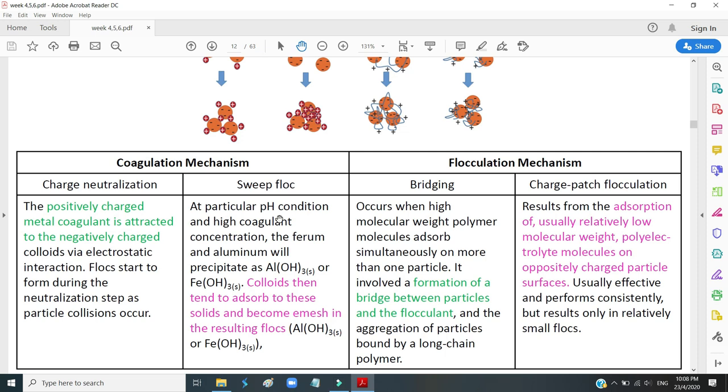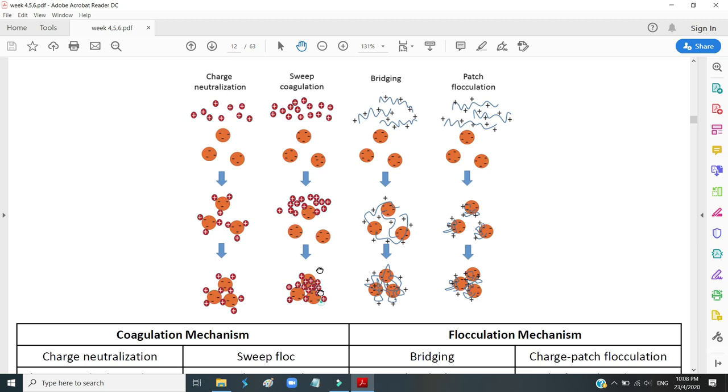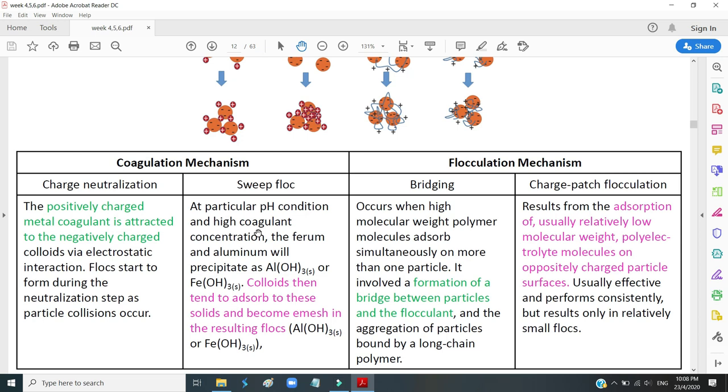At a particular pH condition and high coagulant concentration, the ferrum and aluminium will precipitate as Al(OH)3 or Fe(OH)3. Colloids then tend to adsorb to this solid and become enmeshed in the resulting flocs. So this is sweep coagulation. We can realize it needs a particular pH and also a high coagulant concentration. The ferrum and aluminium will start to form Al(OH)3 and Fe(OH)3.